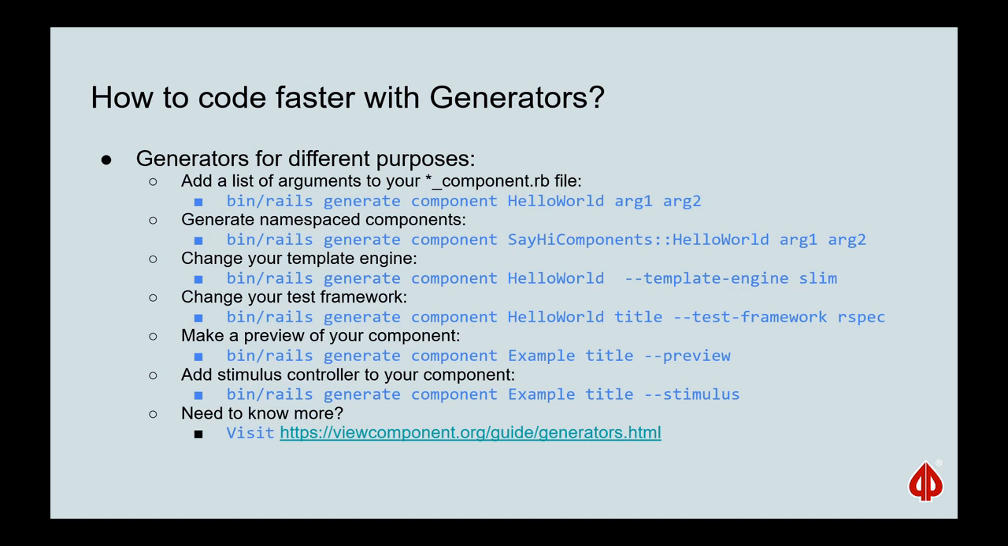Also, you might have different templating engines like Slim. Whenever you pass the template engine option, you can add different templating engines like Slim. Or you can have RSpec as a test framework, and it's good because most people now are using RSpec. I'm using it. And also you can have a preview as a part of your generator. By adding just the preview option, it creates a preview file. Usually, if you use RSpec, it goes to the spec folder under components under previews, I think.